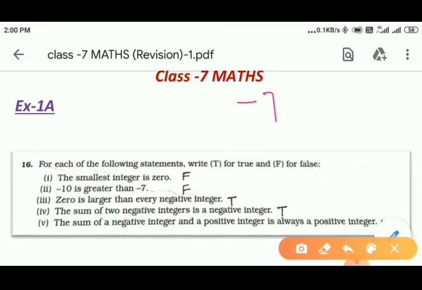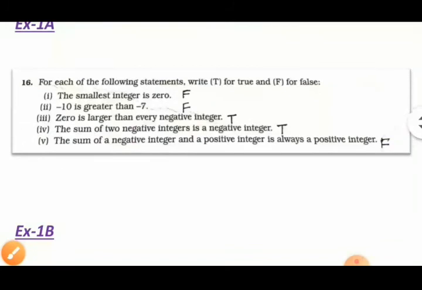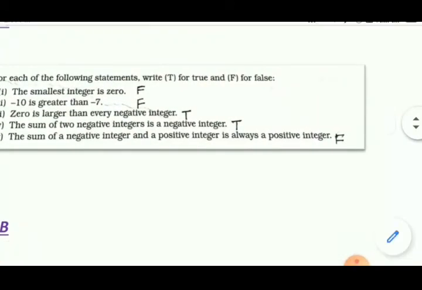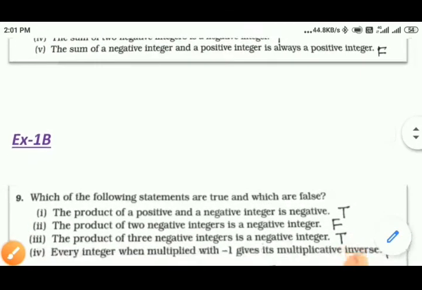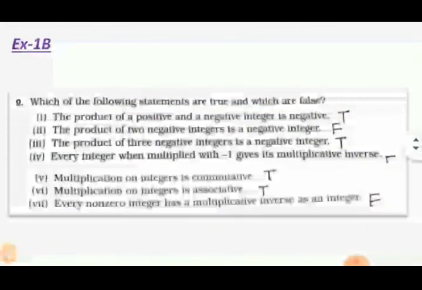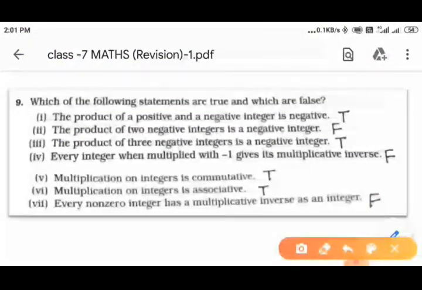The next one is: the sum of a negative and a positive is always positive. Suppose we are taking one negative and one positive and we want to add these. What do you think will happen? The answer will be, of course, if the signs are different we need to subtract, but the sign is according to the greater number. So it will not always be positive. That's why the statement is false. Is that clear? I hope these true-false statements are clear. Now there are more true-false statements. Let's focus on those also.